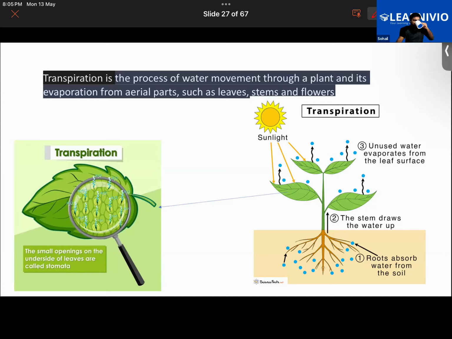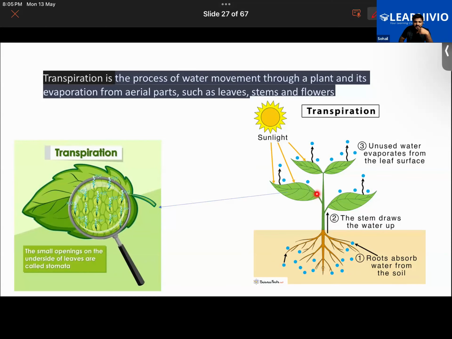Sir, it is written here that transpiration is the process of water movement. But sir, we have learned that transpiration is the process of the loss of excess water. See, obviously in this process, water will be lost. First of all, water will be moving within the plant, from the roots, through different other parts, also from stems, from flowers. So water from all different parts of this plant will be moving towards the leaves.